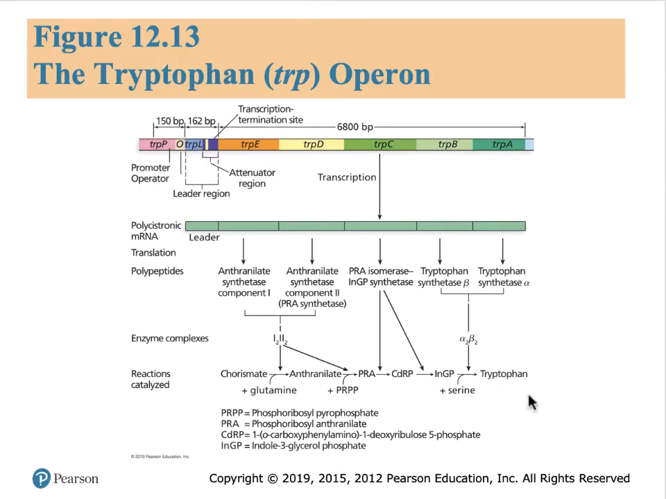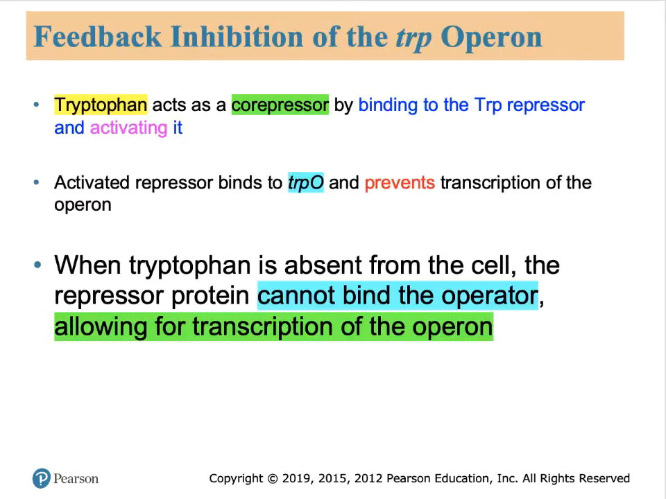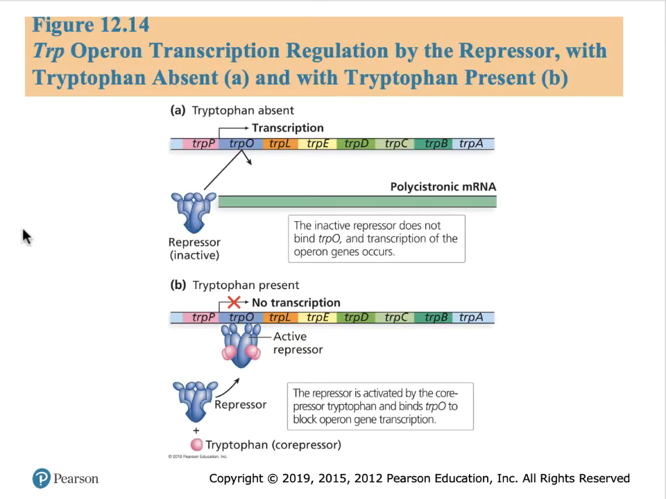When tryptophan levels are low, there's not enough to bind to the repressor, and therefore the operon should be turned on. When there's too much tryptophan in the cell, to save energy, the operon will be turned off. So never forget the overall perspective of why you're learning something. Let's now look in detail at what's happening with respect to the switch that controls the activity of this system here. So the trp operon is transcriptionally regulated by the repressor.